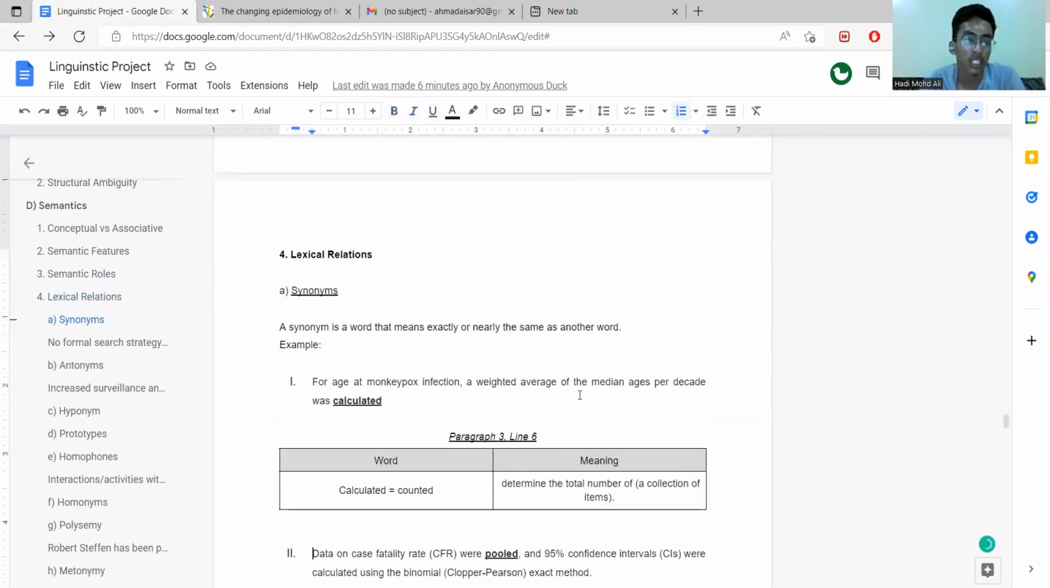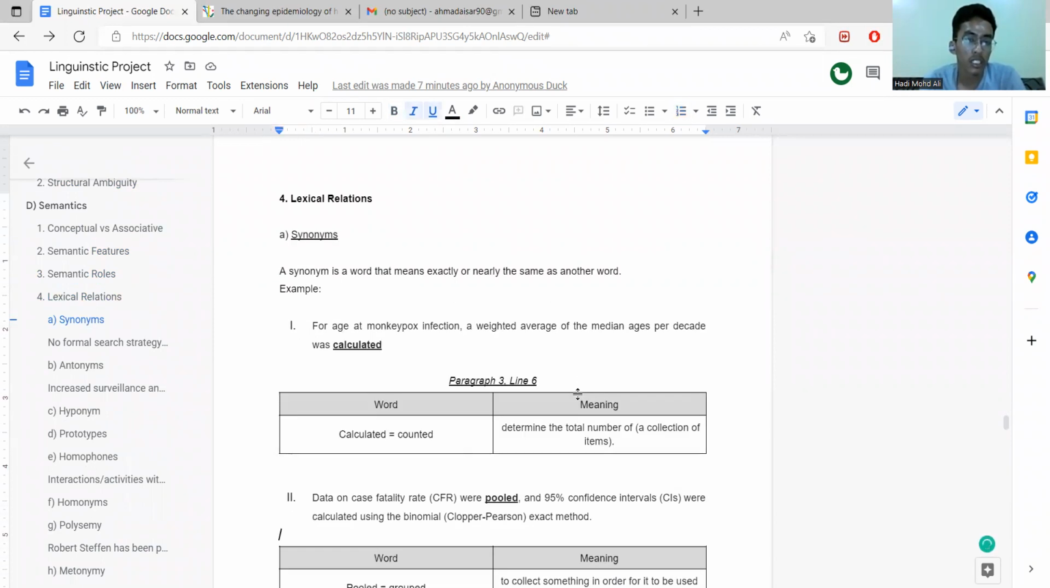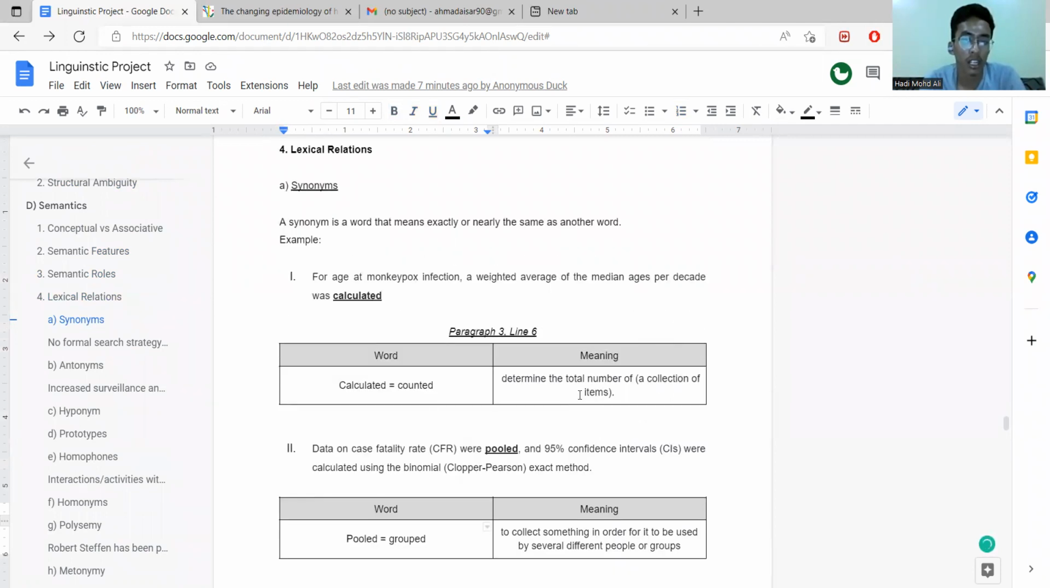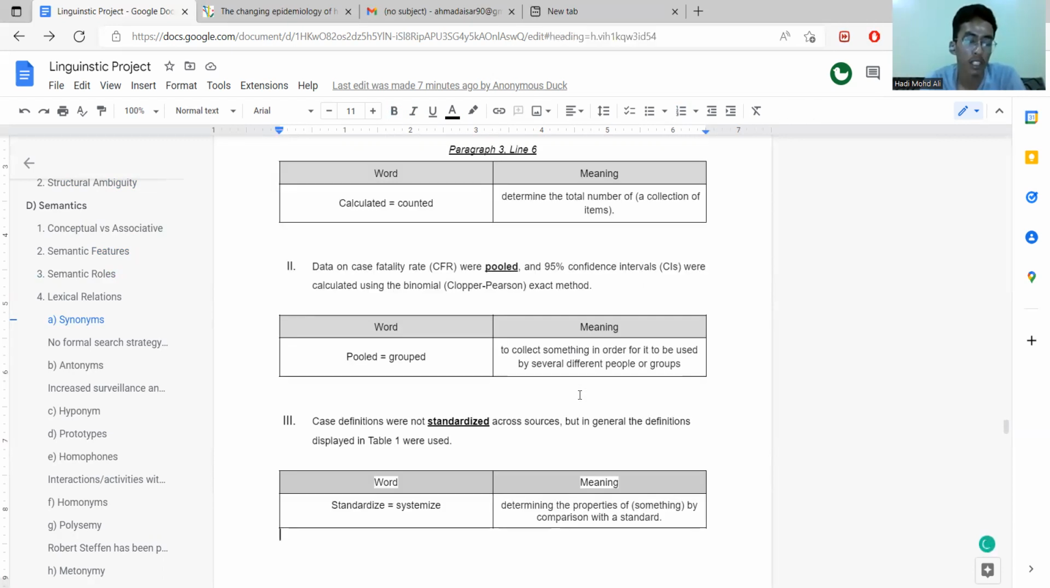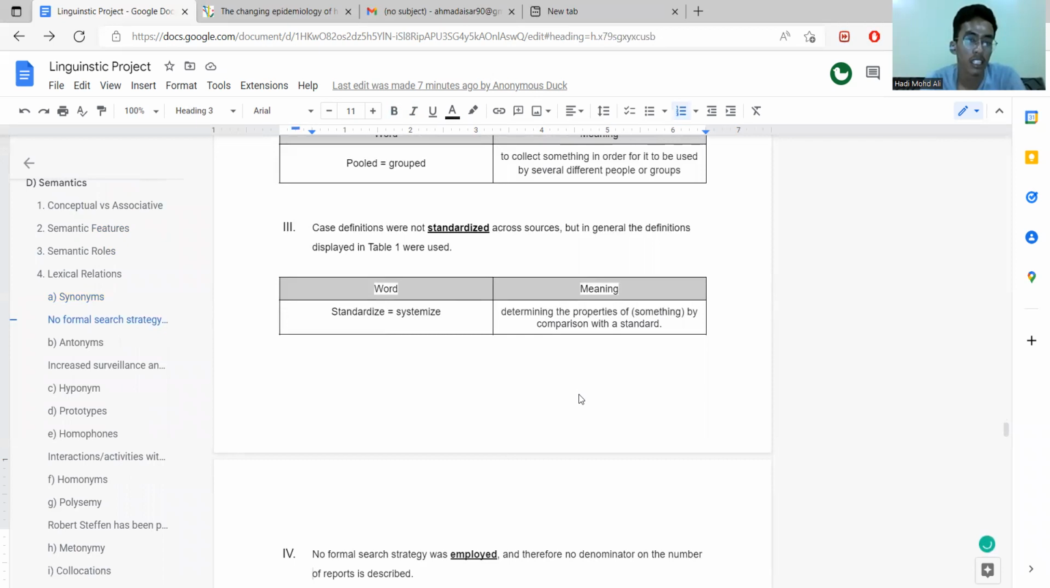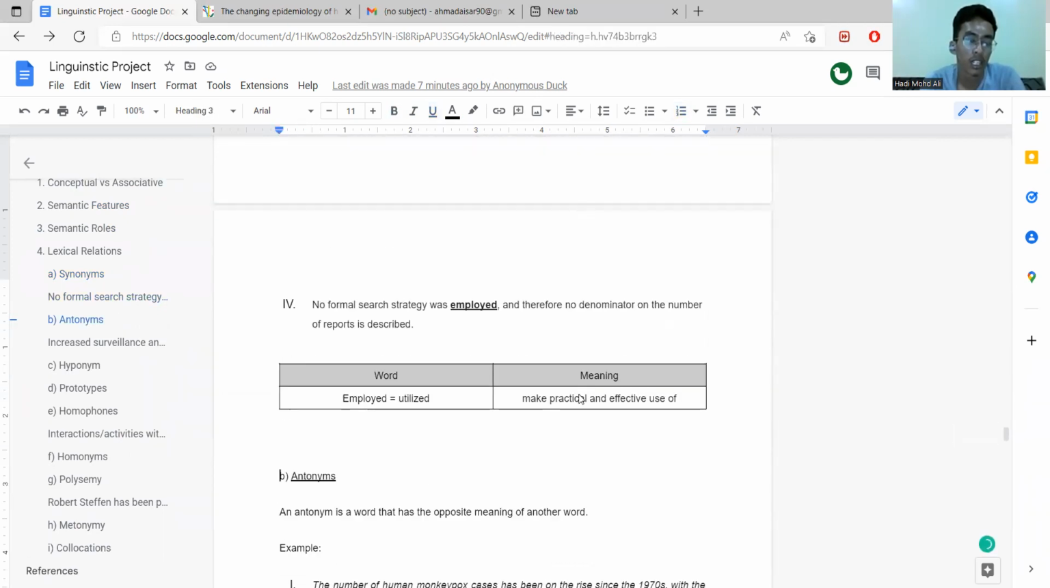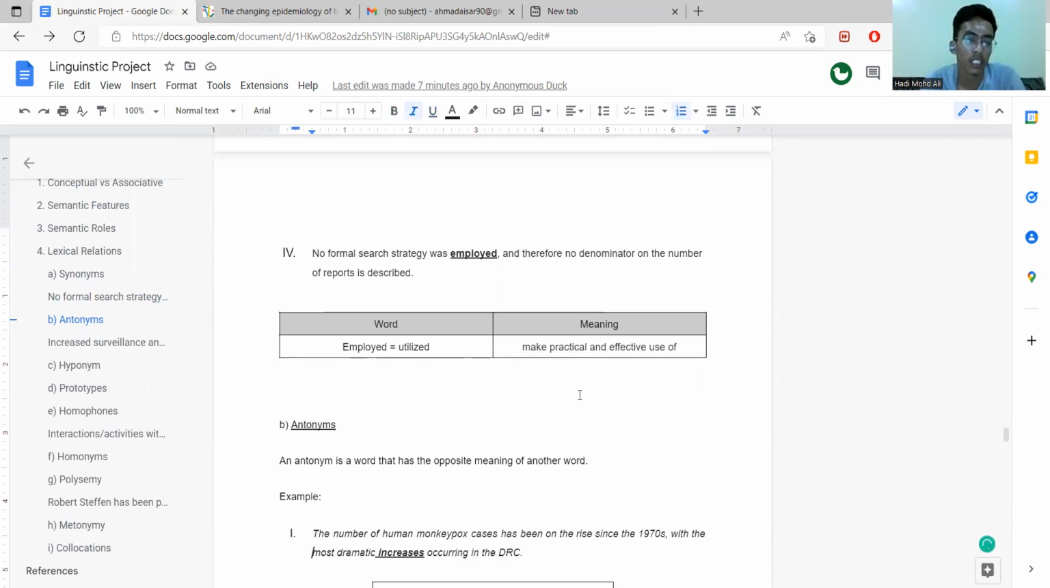Moving on to the lexical relations, the first one is the synonym. A synonym is a word that means exactly or nearly the same as another word. For example, the word calculated also means counted, and the meaning of it is to determine the total number of a collection of items. The second one is pool. The synonym of pool is group, which is to collect something in order for it to be used by several different people or groups. The same goes to number 3, standardized. It has its own synonym. Number 4, employed. The synonym of it is utilized.